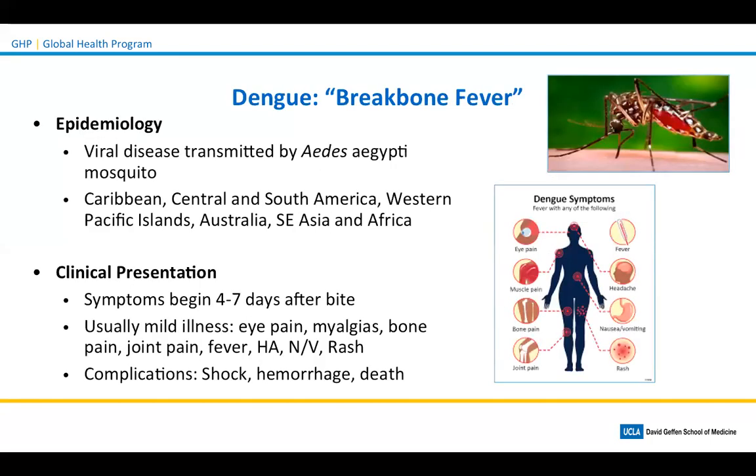Here we'll go over dengue, also known as the breakbone fever. In terms of epidemiology, this is a viral disease also transmitted by a mosquito, present in the Caribbean, Central and South America, the Western Pacific Islands, Australia, Southeast Asia, and Africa. Symptoms begin within 4 to 7 days after a bite. Those symptoms are usually mild, including eye pain, myalgias, bone pain, joint pain, fever, headache, nausea, vomiting, and rash. There are serious complications, however, and these can include shock, hemorrhage, and even death.